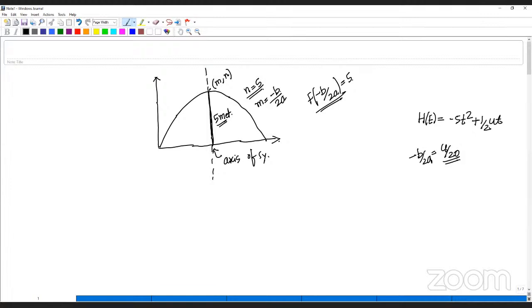Am I audible? Yes, sir. U by 20. Okay, so now you just substitute the value. If you substitute u by 20 here, then you should get 5, right? So h of u by 20 is 5, right? Sorry, this is h. So now you substitute the value u by 20 in this equation, so you'll get some equation in u and 5 here. Now try to solve that equation. You will get the value of u.